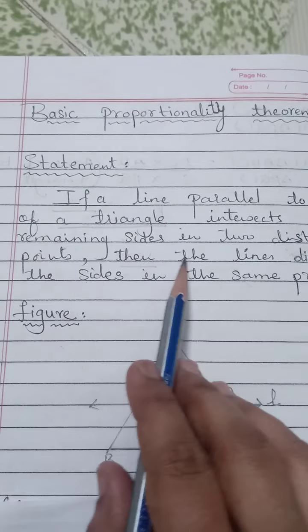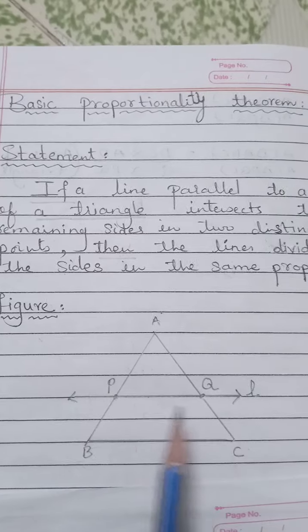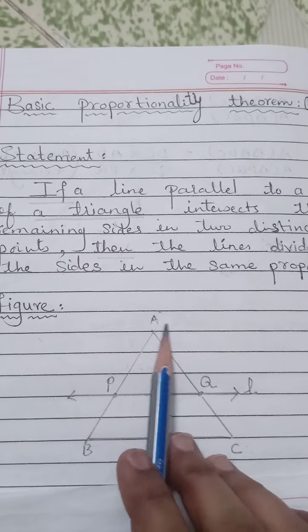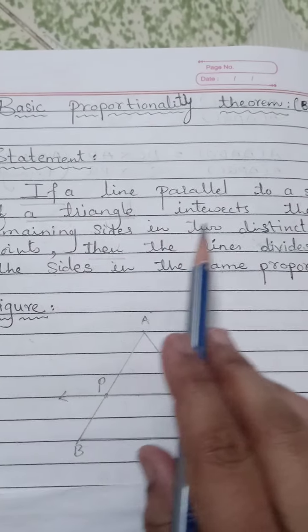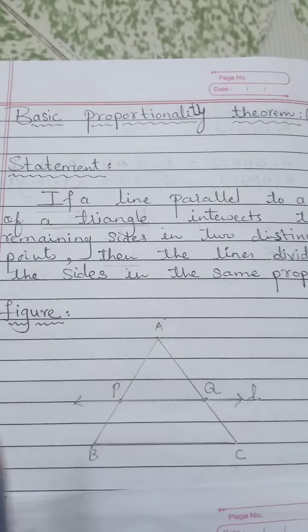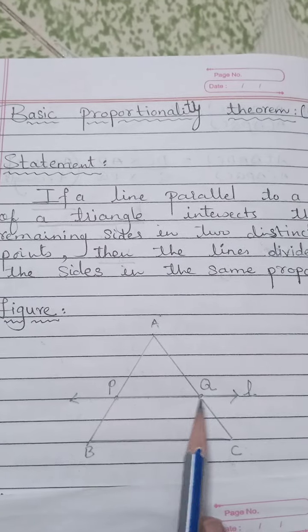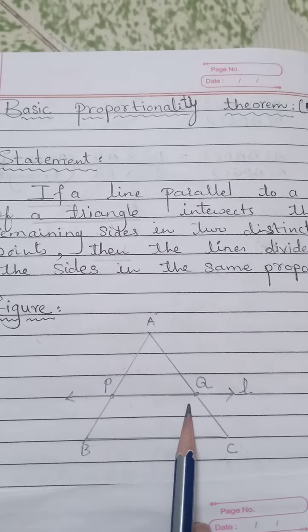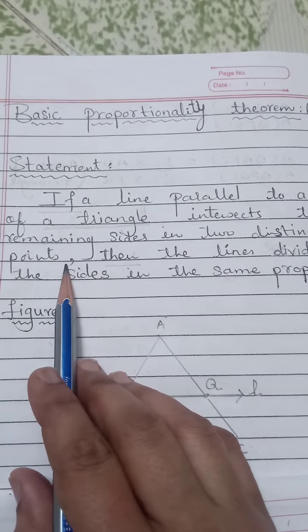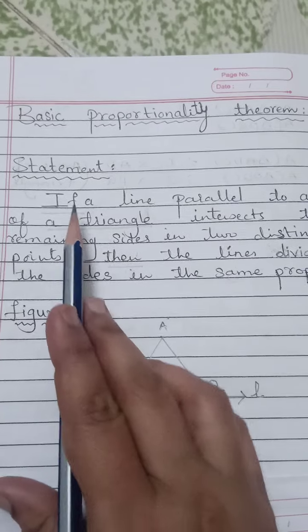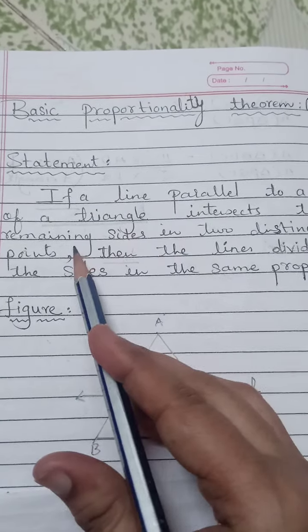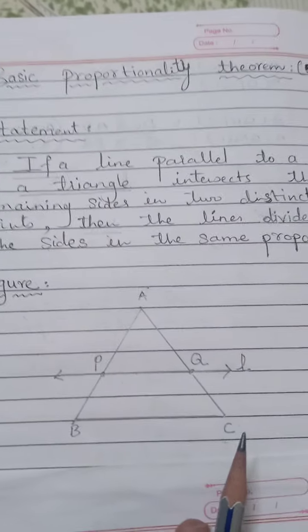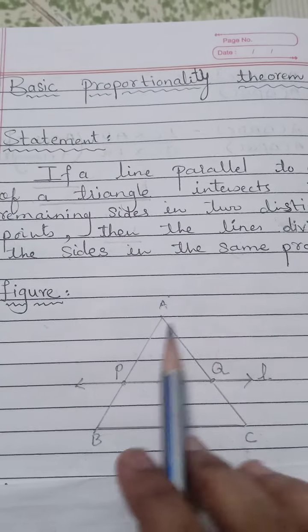Intersect the remaining side. So this line is intersecting the remaining sides, that is side AB as well as side AC, in two distinct points. Exactly, it is intersecting at points P and Q. So P and Q are two distinct points. So till here, before "then", all the things of this statement, each and every word we have used. So here our figure is with us.